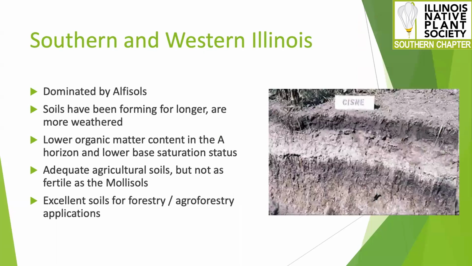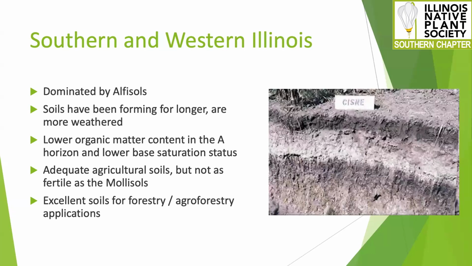As we come into the other parts of the state, the other major soil that we saw was the alfisols. We're roughly evenly split between mollisols and alfisols. The two of them combined make up almost 90% of our soils here in Illinois. The alfisols have typically been forming for a longer period of time. They're more weathered. One of the big differences between the alfisols and the mollisols is the alfisols have a lower organic matter content and a lower base saturation, so they don't tend to be quite as fertile.